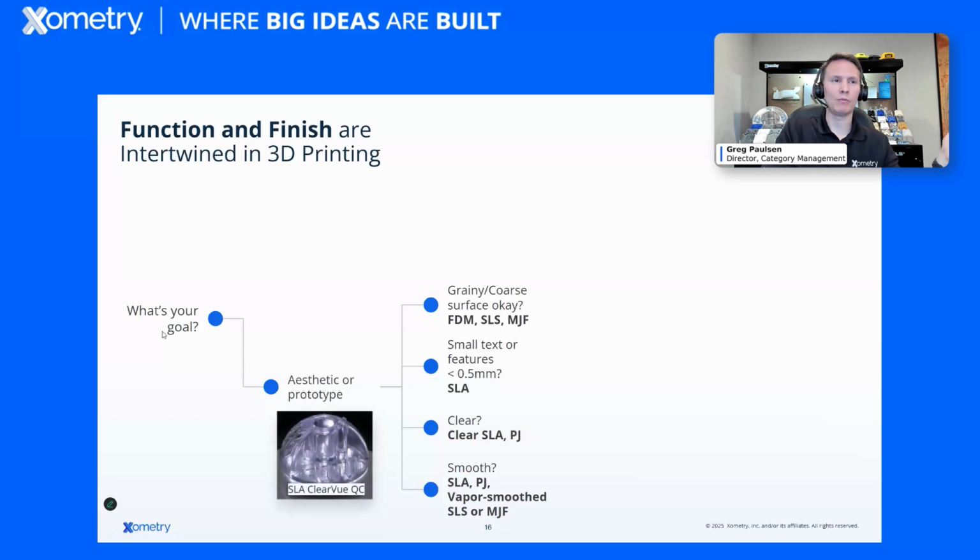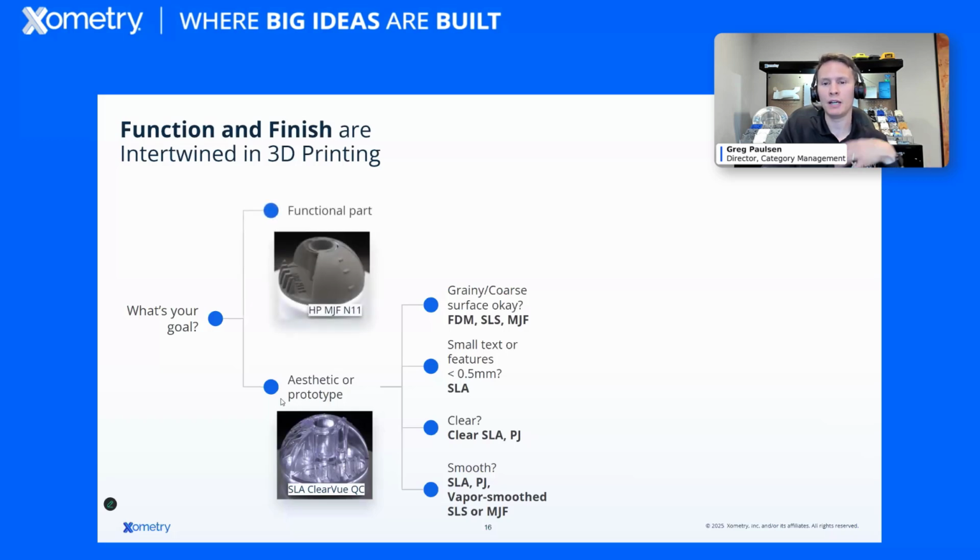So in this case, we have an example of I want a clear part, SLA, clear view, quick clear works really well. On the other side of this, a lot of our work is with mechanical engineers. We're making stuff that does stuff, right? So we're looking for functional parts. We have a few down selects here because our menu is very well oriented towards mechanical components.